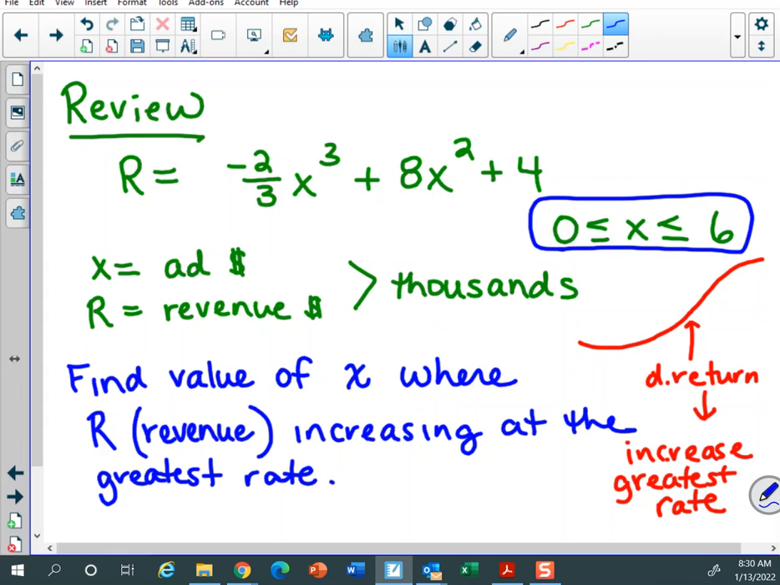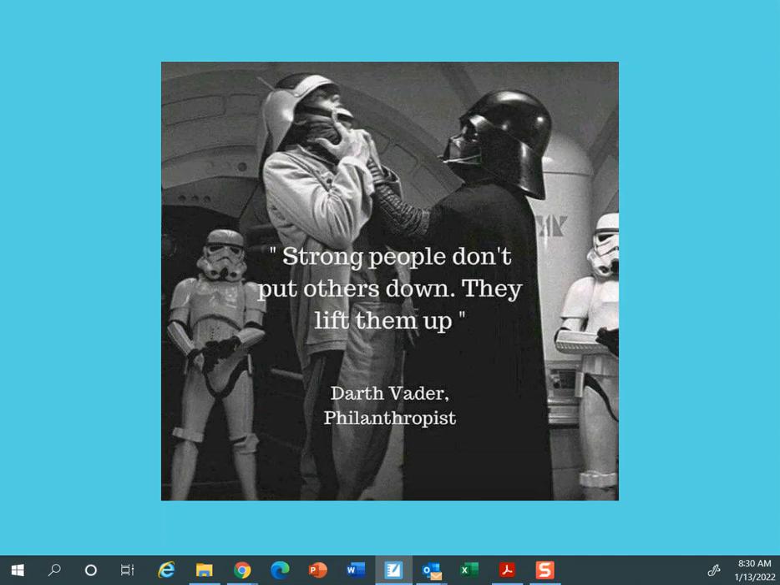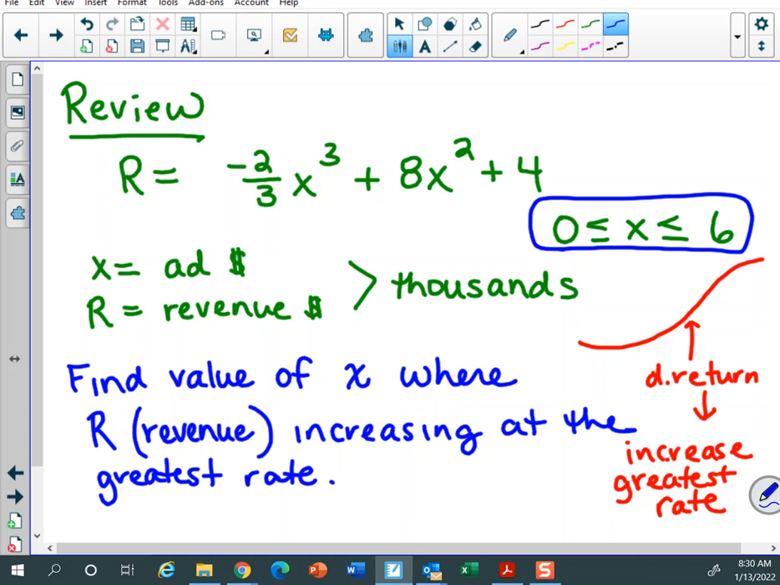So diminishing returns, second derivative, critical value, concavity, concave up to concave down specifically.